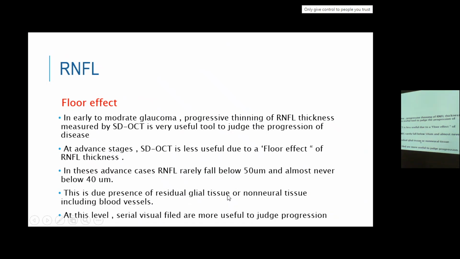So even if you have end-stage glaucoma, where most of the nerve fiber layer is gone, you will not have zero thickness, because there are still other tissues. Whenever you see zero thickness, that means there's something wrong. Most likely it's an artifact.